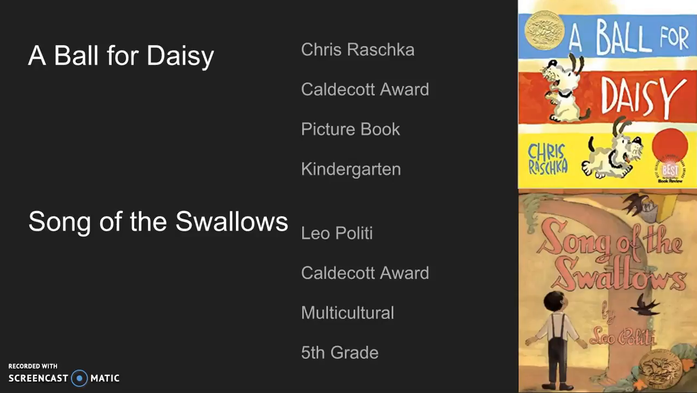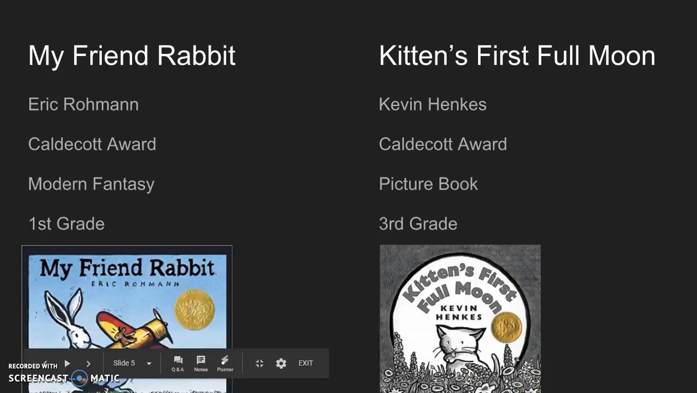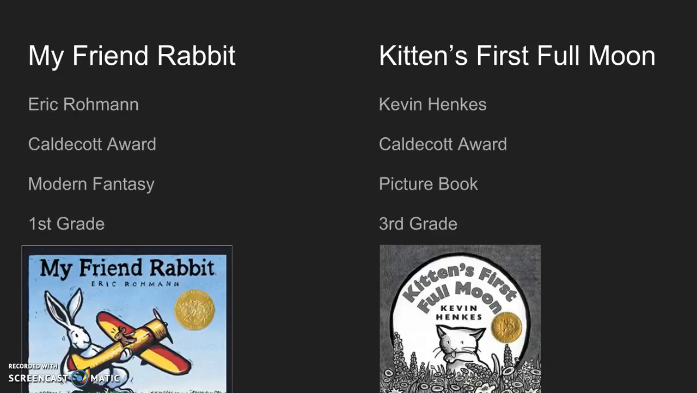Song of the Swallows is a book about a young boy who is determined to build a garden for the swallows. This Caldecott Award-winning multicultural text by Leo Politi reads at a 5th grade level. My Friend Rabbit is a book about Mouse and Rabbit and their adventures to get a plane out of a tree. The Caldecott Award-winning modern fantasy book by Eric Rohmann reads at a 1st grade level.